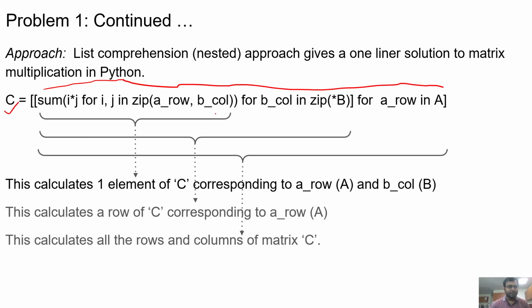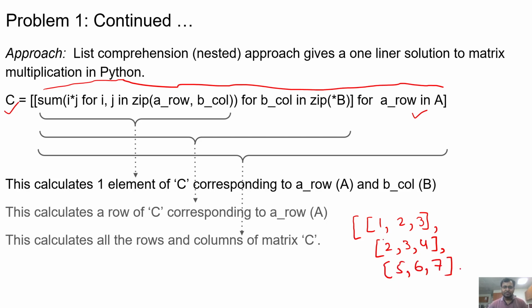So in this particular part, we do the first iteration in matrix A to get a row, and the first iteration in zip star B. So what does zip star B do? Let us say we have a matrix, the matrix B, which looks like 1, 2, 3, comma 2, 3, 4, comma 5, 6, 7. Let us say this is what it looks like.